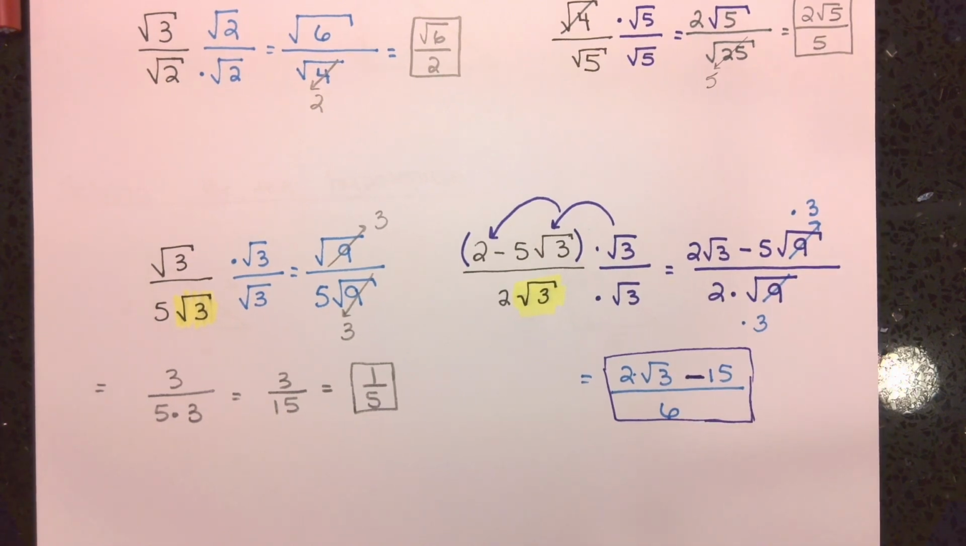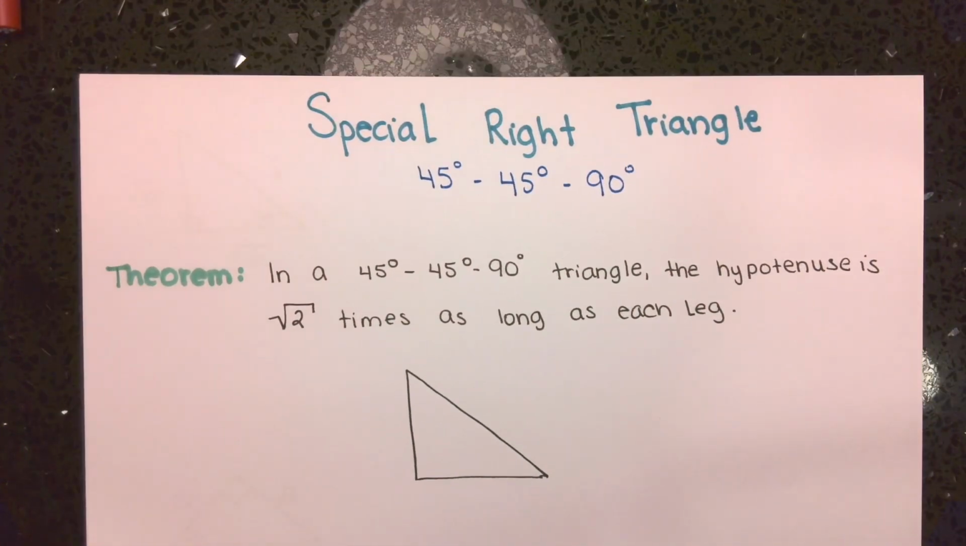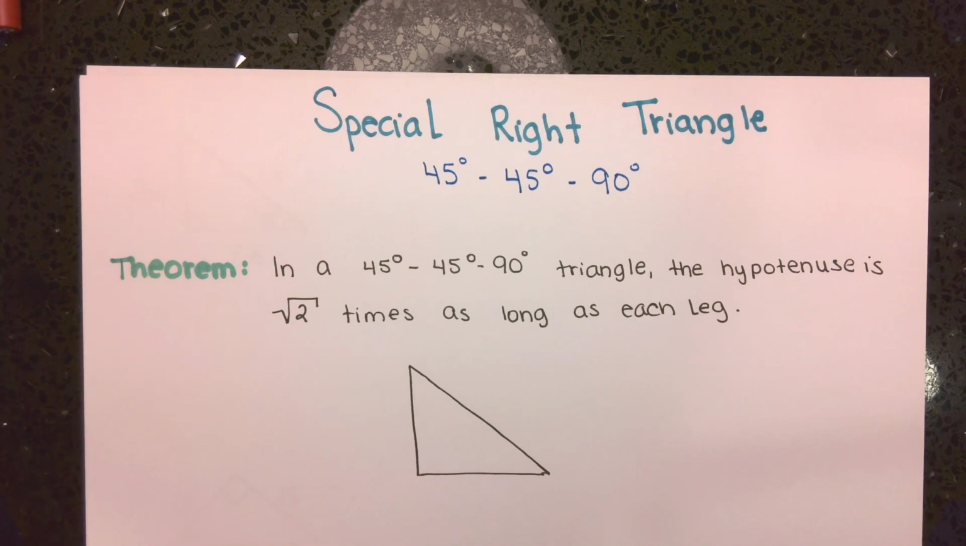All right, let's actually go and talk about our special right triangle. The first special right triangle we're talking about, and yes, there will be 2 of them, is a 45, 45, 90 degree triangle. You will see this a lot in our upcoming units. In a 45, 45, 90 triangle, the hypotenuse is the square root of 2 times as long as each leg.